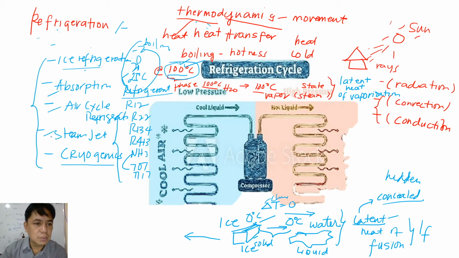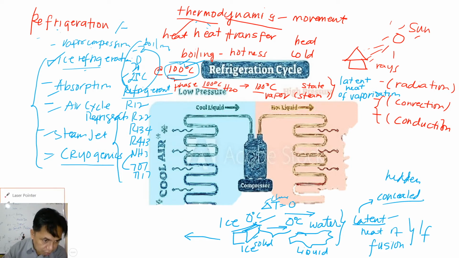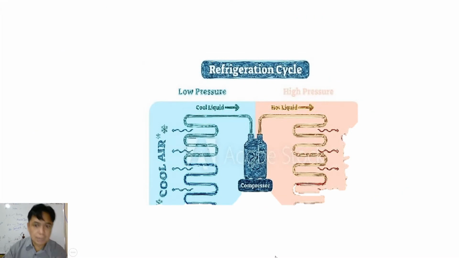The others we are just going to discuss conceptually, but the one that we are going to discuss most is the ice refrigeration, and this one that is based on the vapor compression cycle, right? This is the one that we are going to focus more on. Let me erase everything. So now we go back to the refrigeration cycle using the vapor compression cycle.